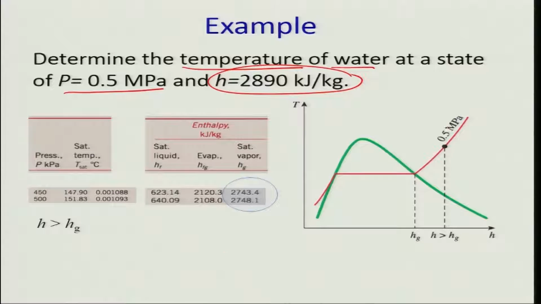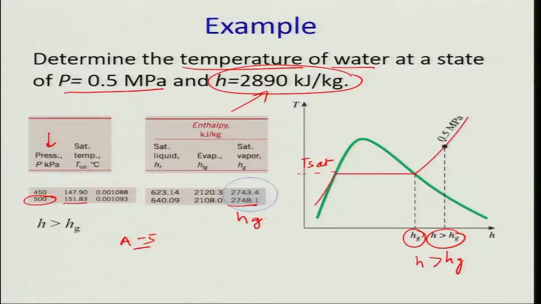So the first thing we are going to do is find the corresponding T sat. From the table we go back and look at table A5 where the pressure is given, and you find the saturation temperature. This is 500 kilopascal, equivalent to 0.5 megapascal, and the corresponding temperature is here, and the hg, which is here, is given by this value 2748. So at the corresponding saturation temperature, the enthalpy of the vapor is less than the value which is given for the system. That means h is more than hg. So this indicates that this particular state should be higher along this red line, because this is at a constant pressure. So this must be a superheated vapor.